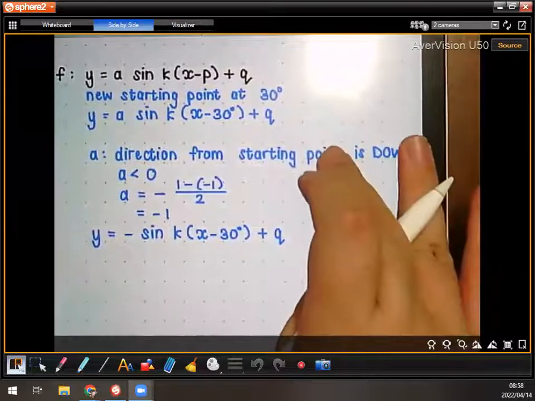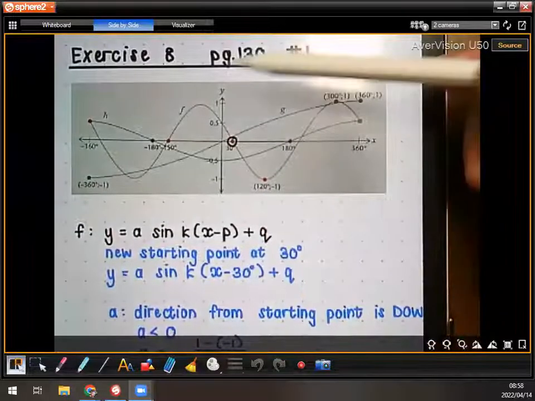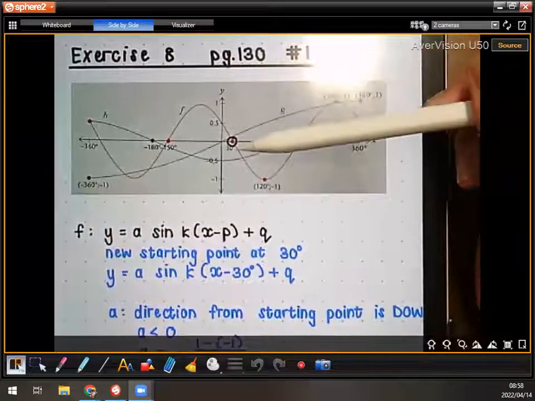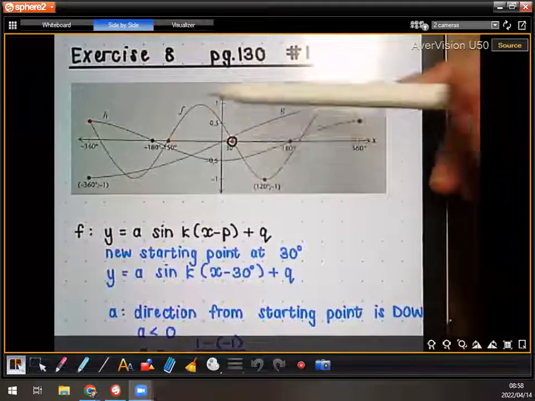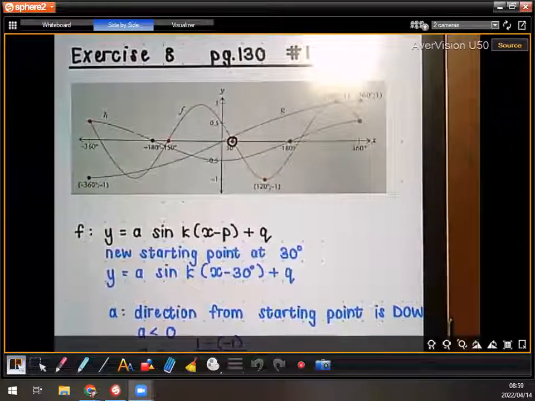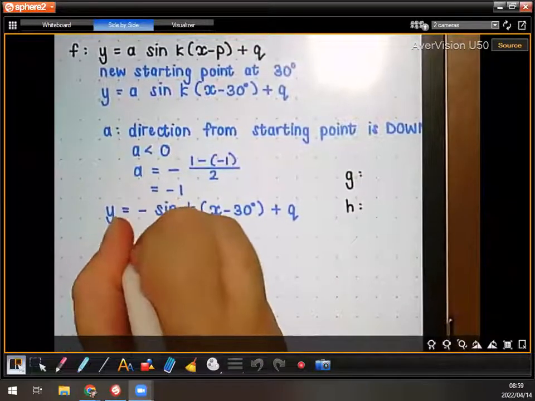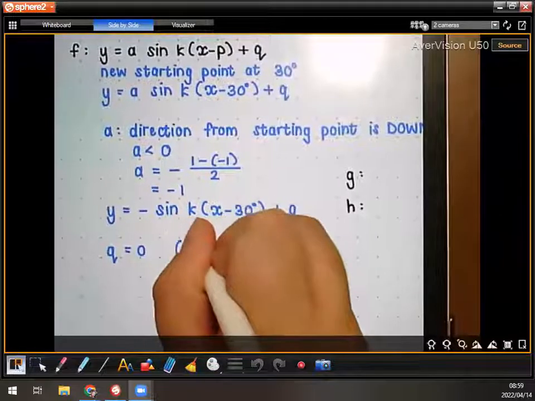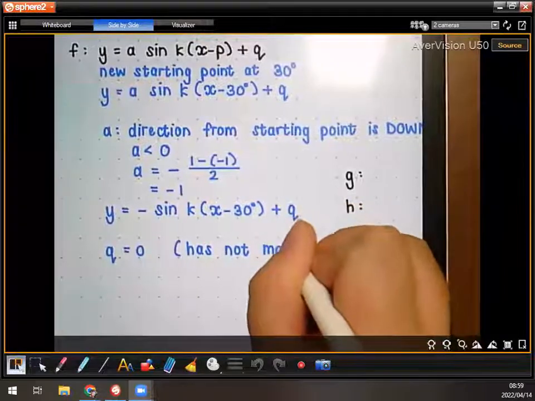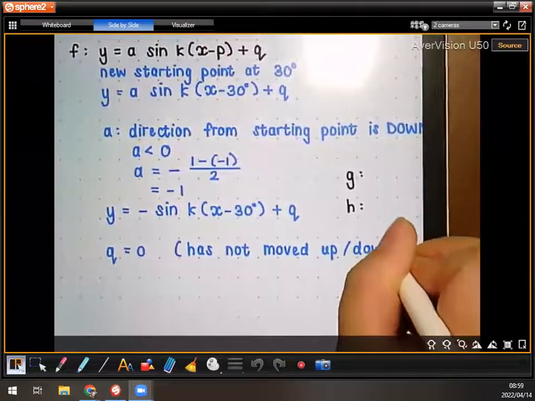Now guys, to find your Q value, I know we're almost done. Does it look to you guys like this graph has moved up or down? If we're going from 1 and then to 0 and then to negative 1, has this graph moved up or down? No, okay? The middle value is directly in the middle between 1 and negative 1. So Q is actually 0. You can just write that there: Q is 0, in brackets, has not moved up or down.